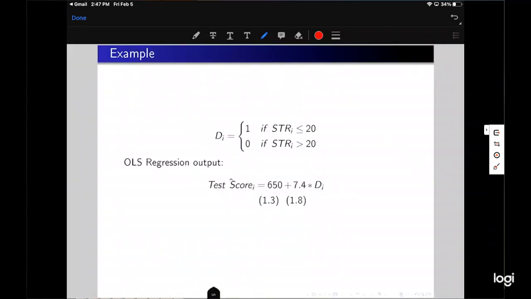So let's do an example. Let's say D_i is equal to 1 if the student-teacher ratio is less than or equal to 20, which we'll call small classes, and 0 if we're talking about large classes, where the student-teacher ratio is greater than 20. The OLS regression output, if we estimate the relationship between test scores and this dummy variable, is given in the equation here. Beta hat 0 is 650, and beta hat 1 is 7.4. Remember, these are your standard error estimates for those variables.